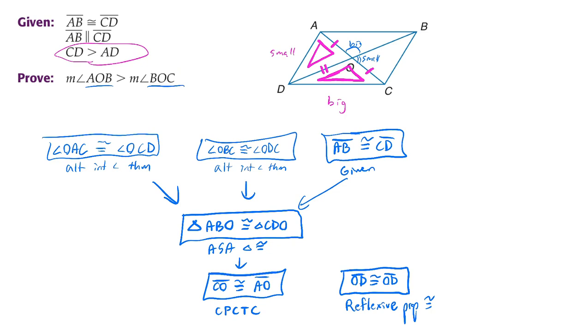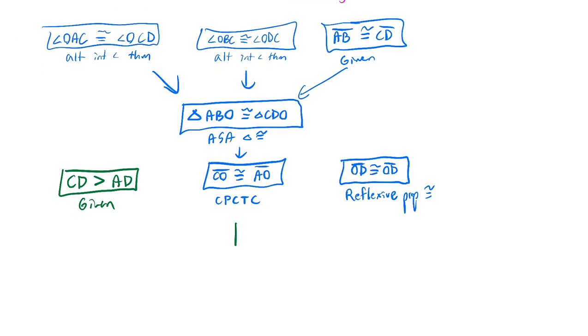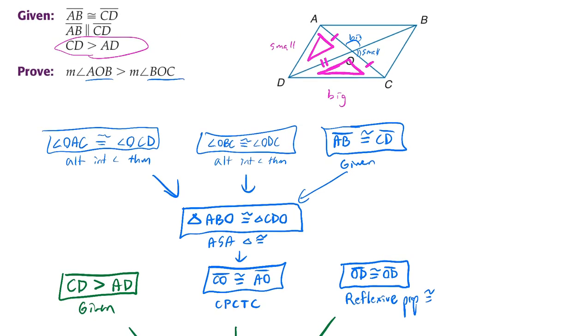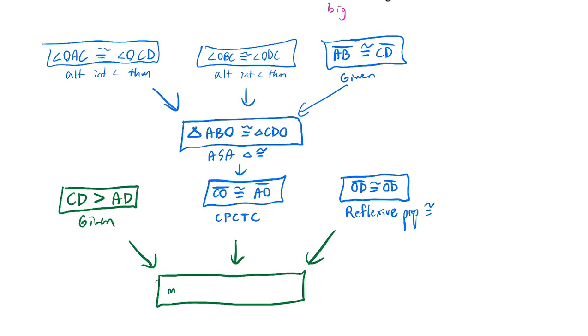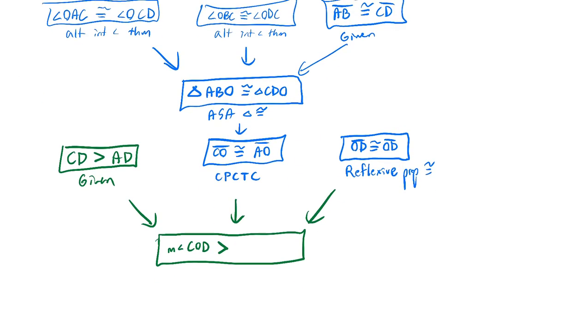So I'll write the other given now that we're moving on to really use the theorem. So the other given was that CD was bigger than AD. So now we have a relationship with all three sides, okay? Two that are the same and one that's bigger. That by the SSS inequality, or the converse of the Hinge theorem, however you word it, is going to say that the big angle, so angle COD, measure of angle COD, is bigger than the measure of angle AOD.